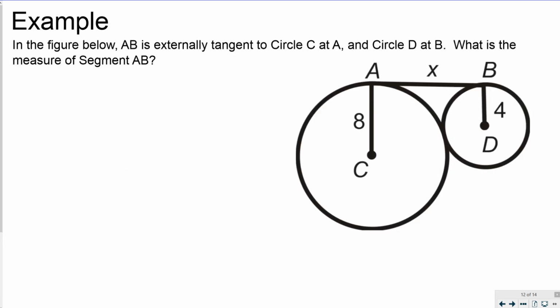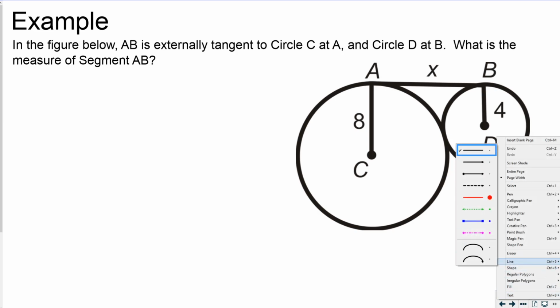And then finally, in the figure below, AB is externally tangent to circle C at A and circle D at B. What is the measure of segment AB? Okay, so this one is a challenge problem, guys. But I did want to go through it because I've seen these before. So bear with me on this one.